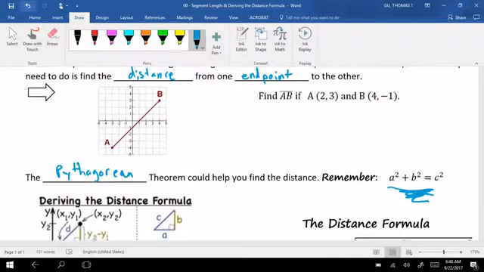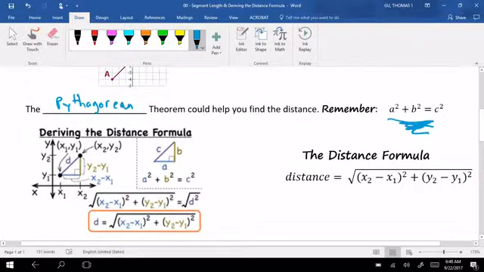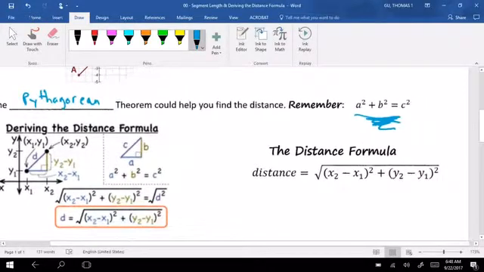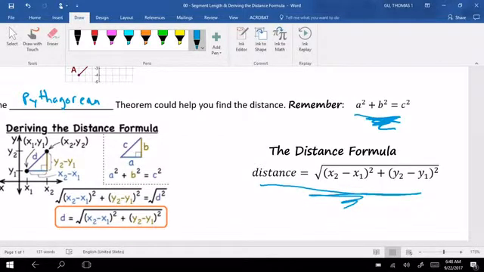Okay, so if we go down here, let's just look at this. This looks really confusing right here, but the distance formula is written right here. Distance equals the square root of, in parentheses, x2 minus x1 all squared plus y2 minus y1 all squared. We say quantity squared in math terms. That means everything inside the parentheses gets squared.